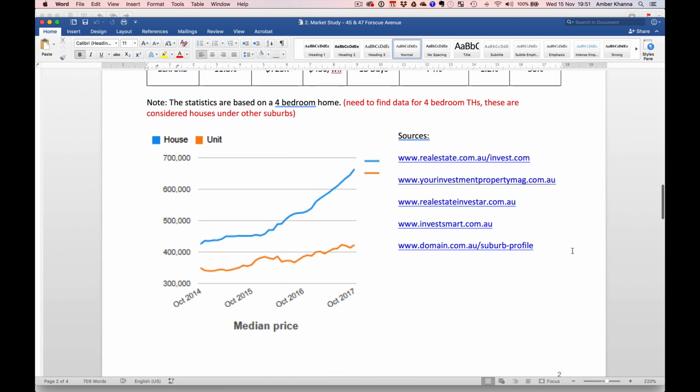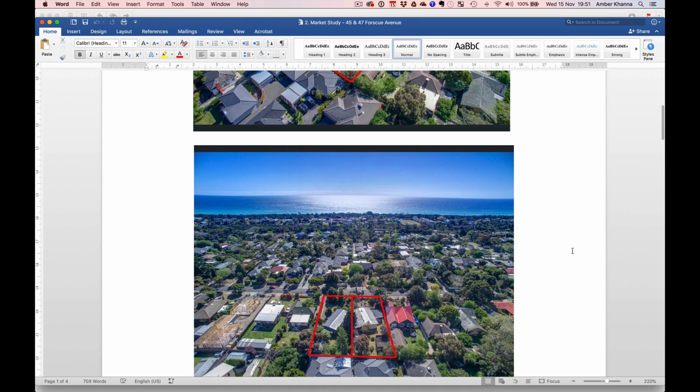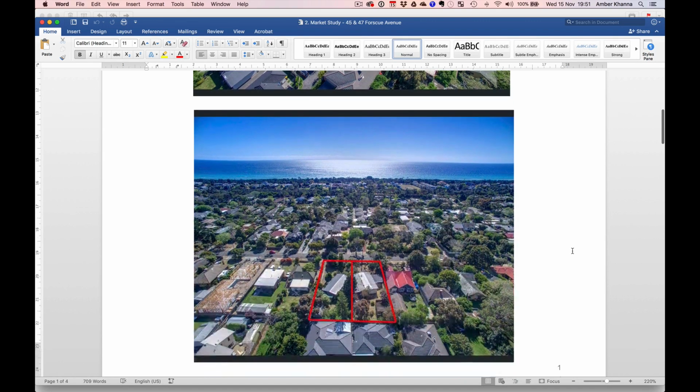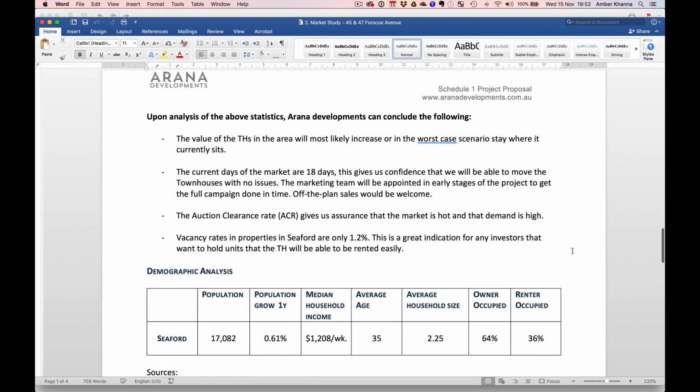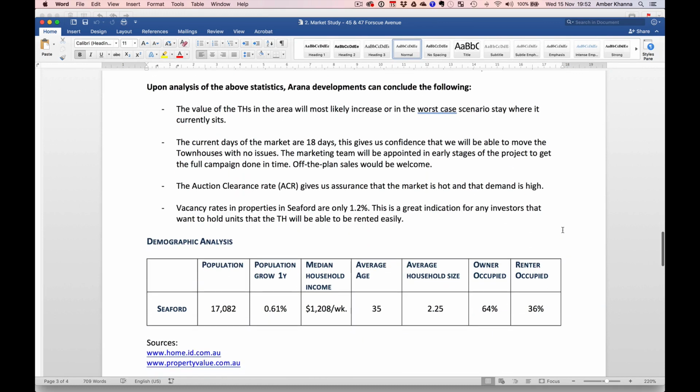It's good how you can see the beach from the spatial photos. The value of the town in the area will most likely increase, or at worst case scenario stay where it currently sits.